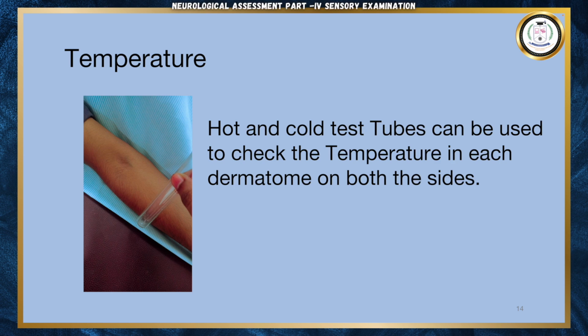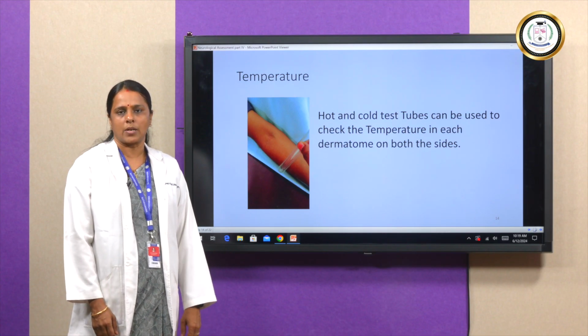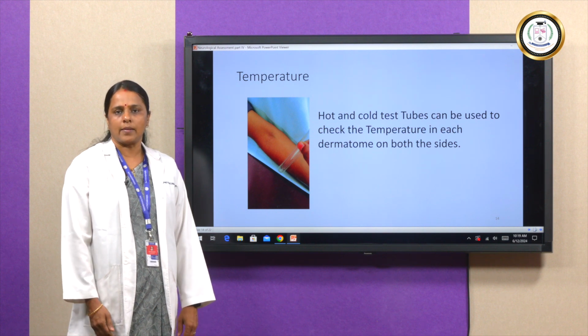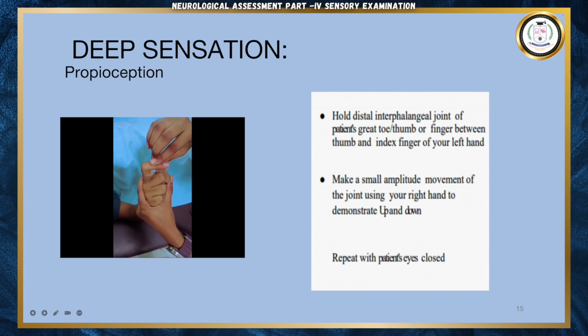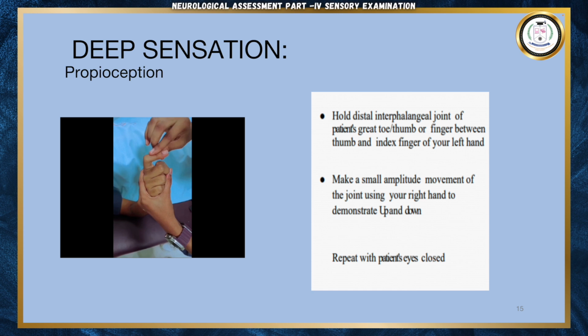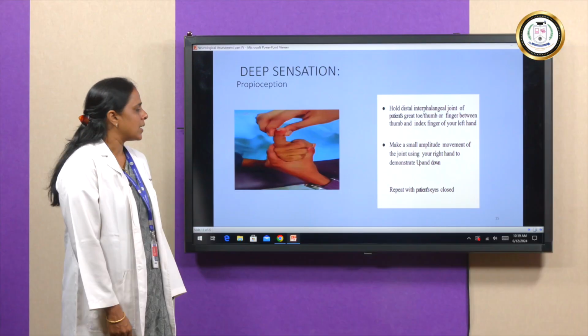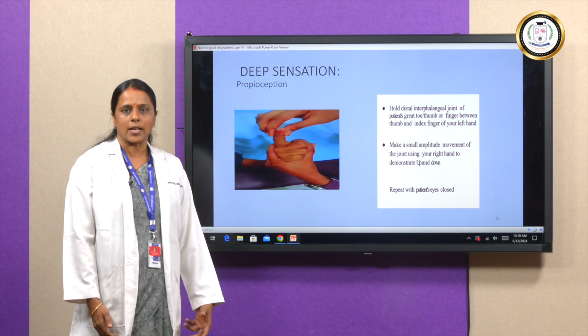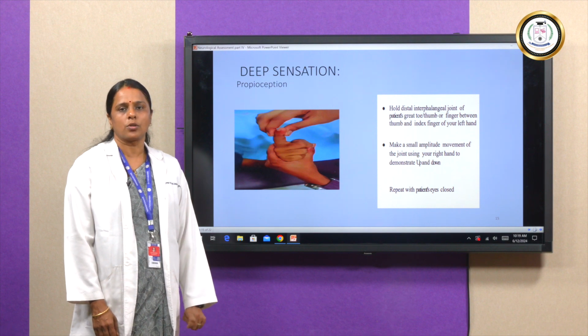Now for hot and cold, as you can see here, we can use test tubes, one with cold water and another with hot water, which are touched against the patient's body at different dermatomal levels, and the patient's response on both sides is compared. Now this is for proprioception. Here the distal interphalangeal joint of the patient is asked to bend, making a small amplitude movement of the joint, and then this is repeated with the patient's eyes closed. First it is done with the eyes open, then with the eyes closed, and the patient is asked about the movement of the joint.